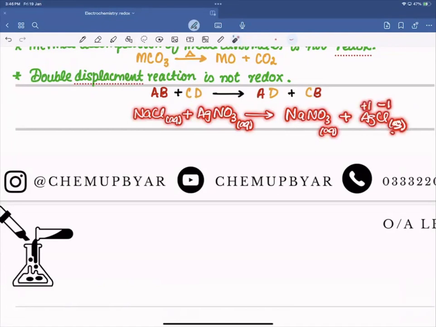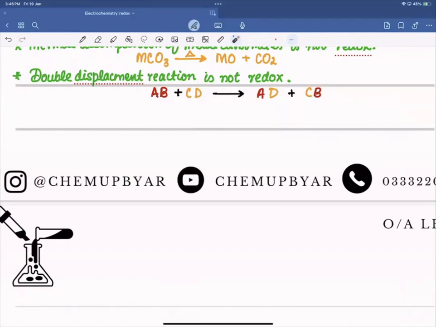See, if you put their charges, you will find that none of the elements' oxidation numbers has changed. The nitrate ion is initially with the silver ion, then it bonds with the sodium ion, and the chloride ion, which was initially with the sodium, bonds with the silver. So these kinds of reactions are called double displacement reactions, which are not redox. Okay, sir. Ahmed, did you understand? Yes, sir.